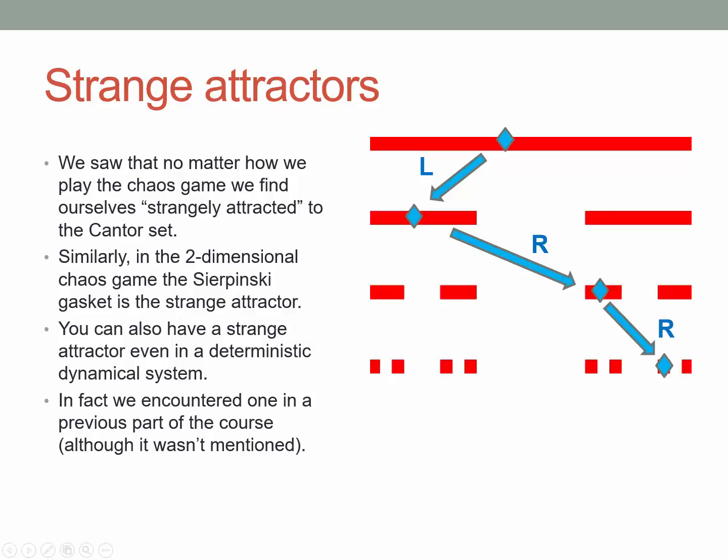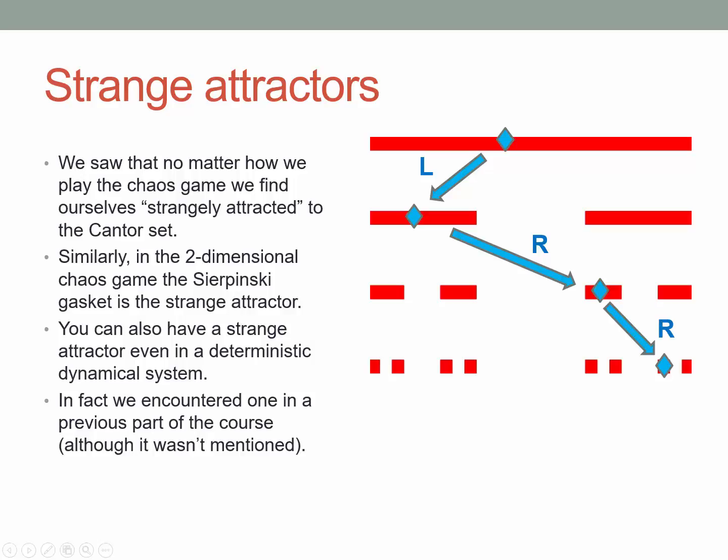That is to say, you're generating a sequence of points which are closer and closer and closer to the Cantor set. And I pointed out that a similar thing happens in the two-dimensional chaos game. There, the Sierpinski gasket is the strange attractor.